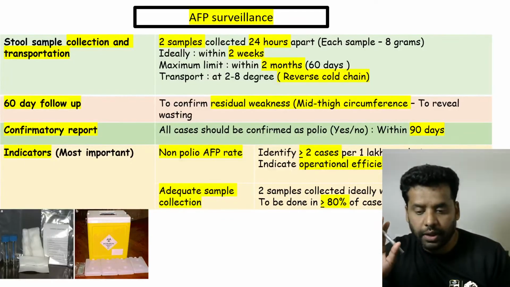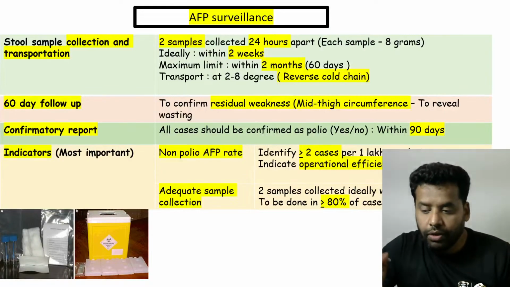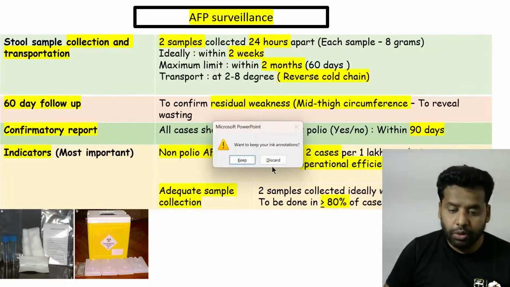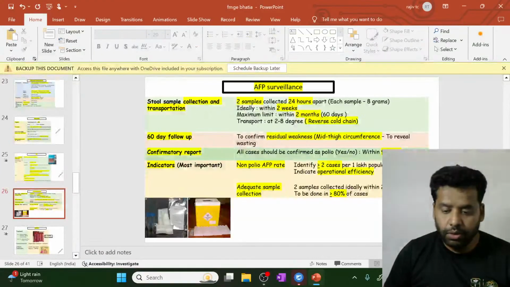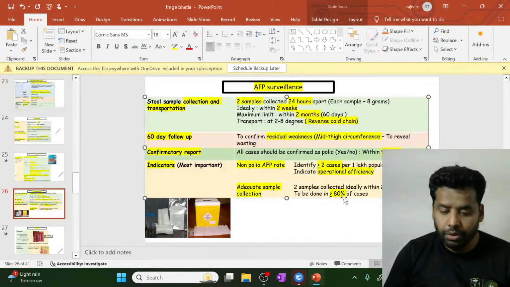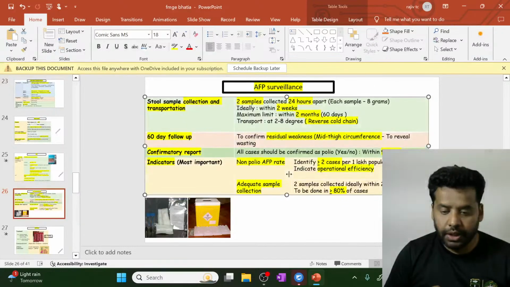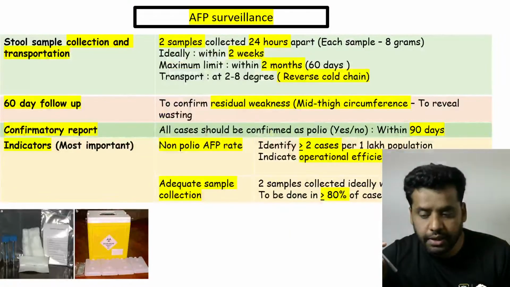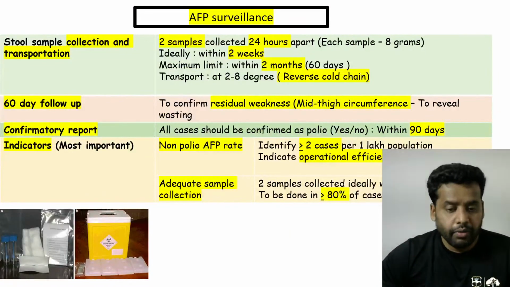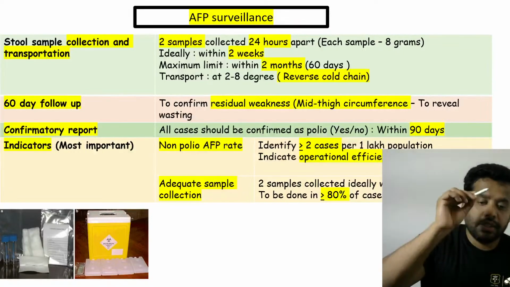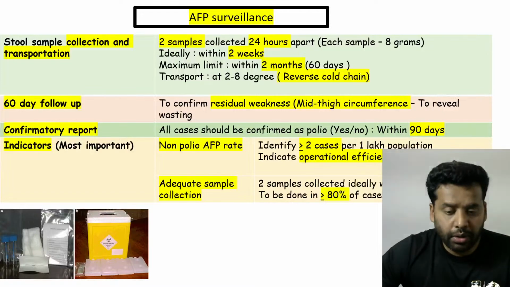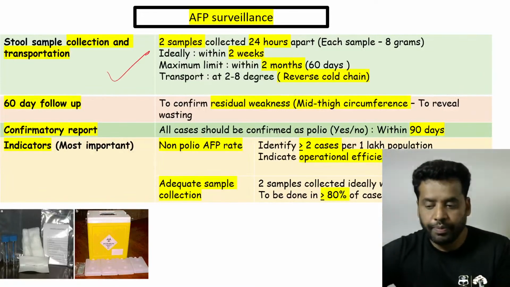AFP surveillance. What is AFP? Acute flaccid paralysis. To rule out which disease? Polio. To rule out polio, we do one procedure. That procedure is called AFP surveillance, acute flaccid paralysis surveillance. First and foremost, collect the stool samples. You have to isolate the virus. We have to give a confirmatory diagnosis.